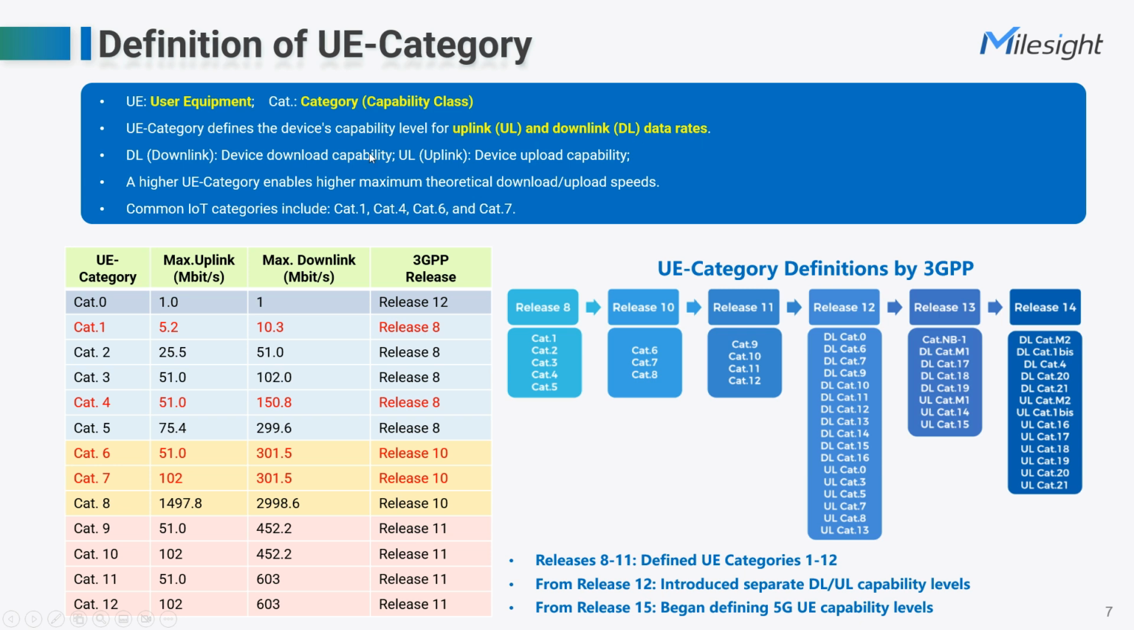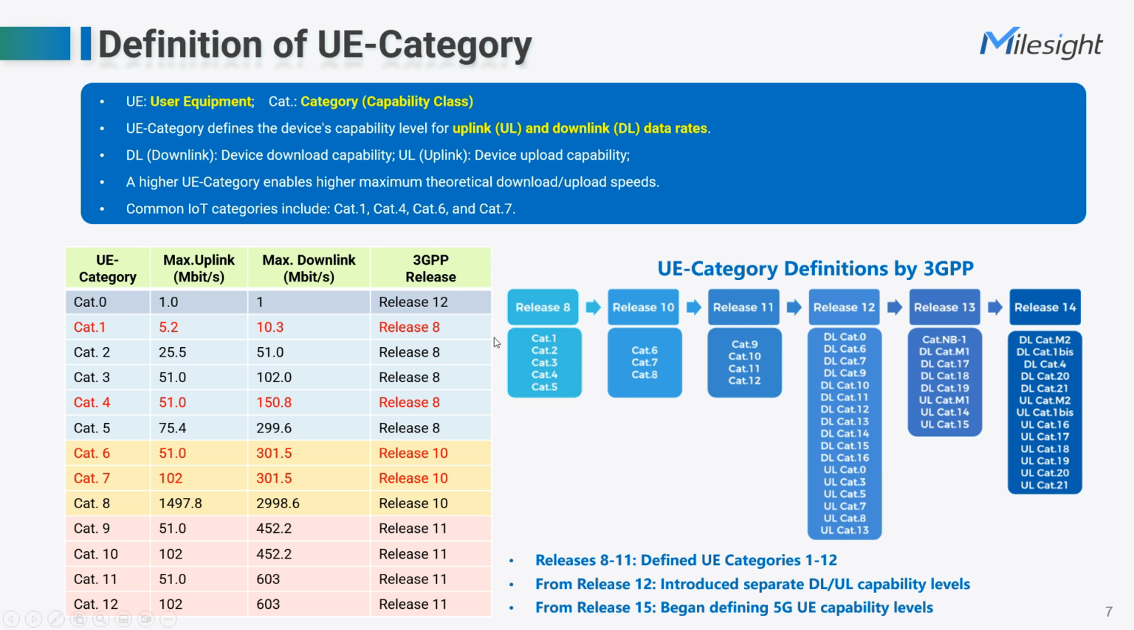Think of it like the engine size in a car. A higher CAT number means a more powerful connection, with the potential for much faster download and upload speeds. For example, LTE Cat 1 is perfect for low-speed IoT applications, while LTE Cat 4 supports much faster mobile broadband, like HD video streaming. Now, here's where it gets interesting.